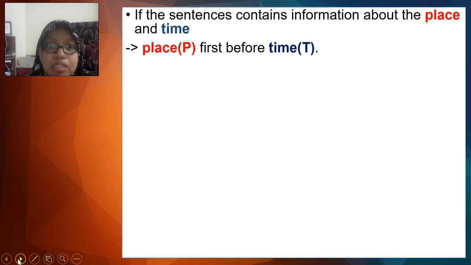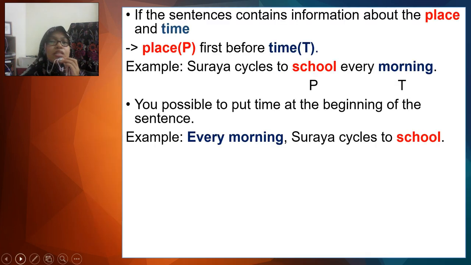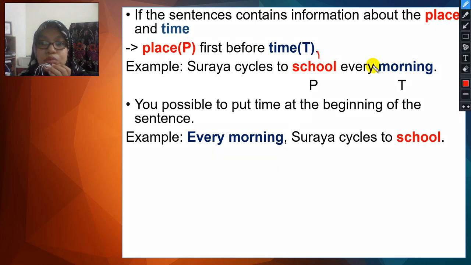The next slide, please. Okay, so if the sentences contains information about the place and time, kalau dalam sentences itu ada tempat dan masa, awak kena dahulukan tempat dahulu baru masa. Okay, Suraya cycles to school every morning. For example, tempat dulu baru morning, masa. Suraya menaiki basikal ke sekolah setiap pagi.